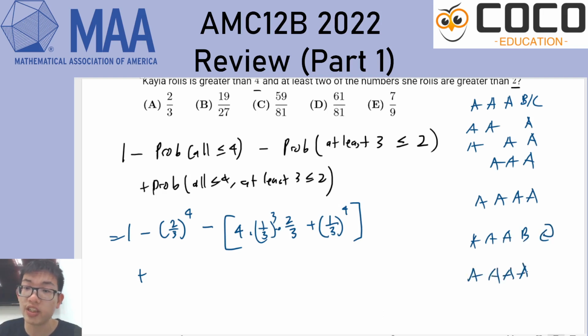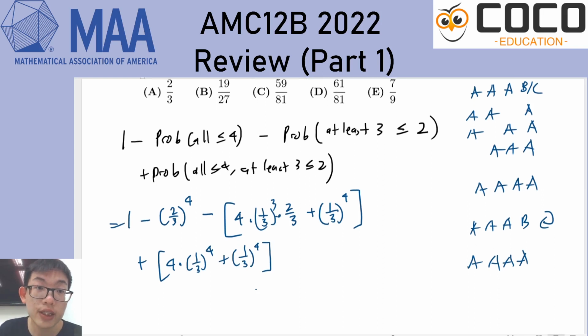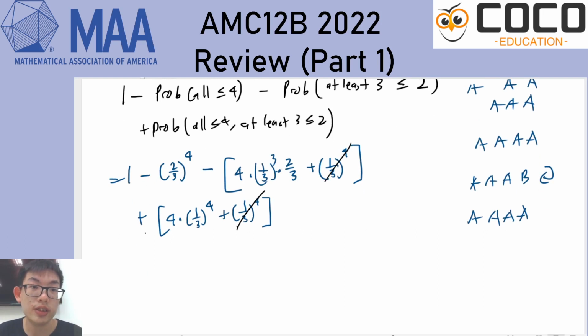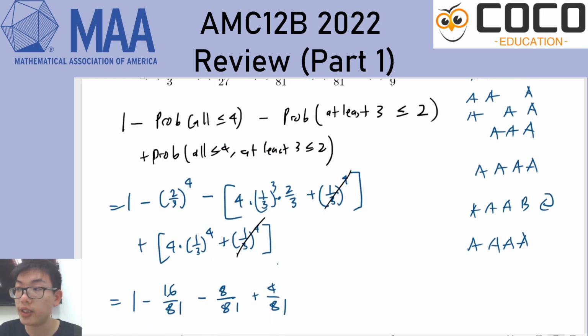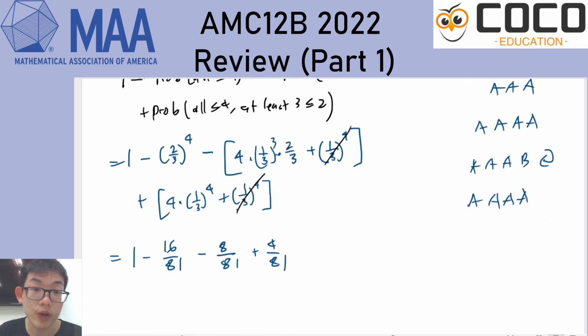So I just calculated that, but now I need to put it back. So this is 4 times 1/3 to the 4 and another 1/3 to the power of 4. Okay, so let's cancel off the 1/3 to the power of 4 and then just do a subtraction. Minus 8/81 plus 4/81, and with this I get 61/81, which is option D.